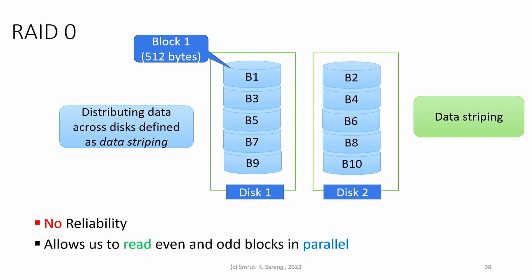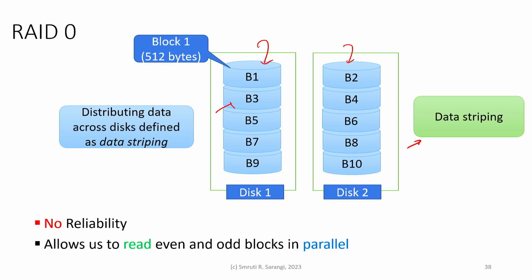Let's look at this. RAID 0 means you distribute data across disks. If I have 2 disks, disk 1 and disk 2, I put block 1 here, block 2 here, 3 here, 4 here, so on and so forth. And a block is this half KB thing, right, which is stored on a sector. This is known as data striping. B1 here, B2 there.